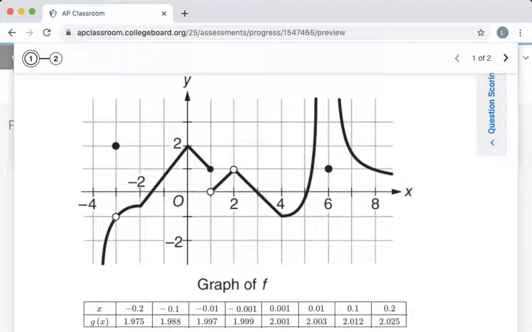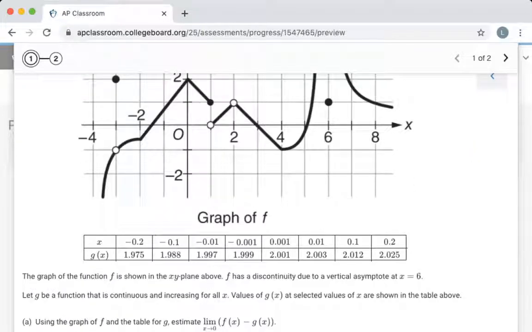G is the same idea. We're looking at the left of 0 and the right of 0. They give us the table of g, and you'll see that first row, the top row where it says x. We're looking at that and asking, what values basically split up 0? You can see it's negative 0.001 and 0.001. So we want to look at what the y values are on either side of those two.